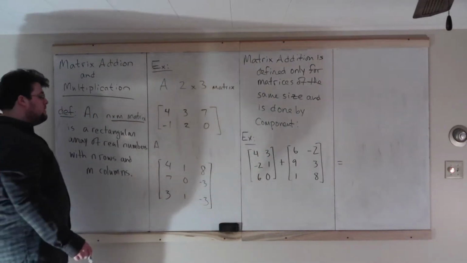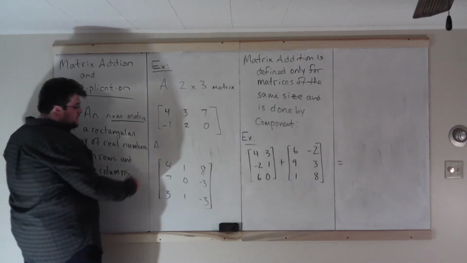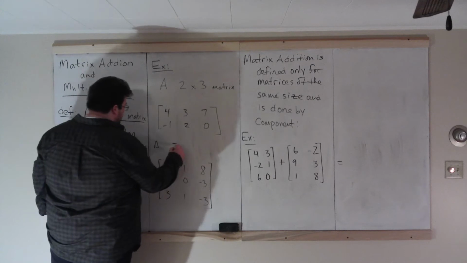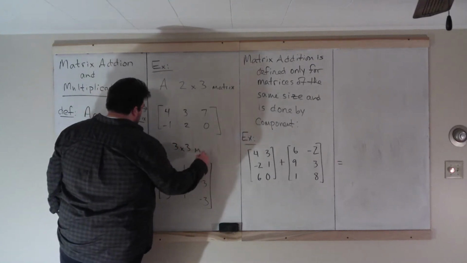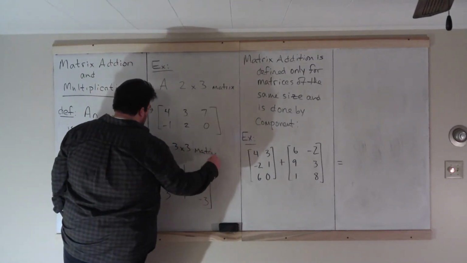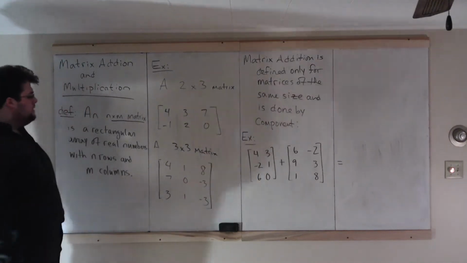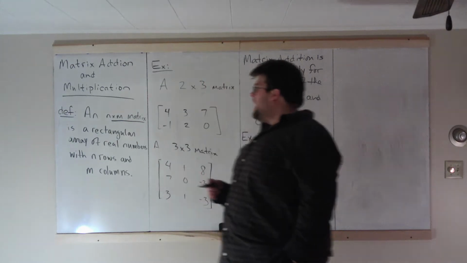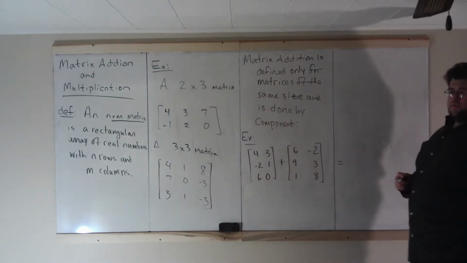Right there, that's a square matrix, because the rows and the columns are both the same number. Here, 3 rows and 3 columns, which makes a 3 by 3 matrix. So we're going to look at addition, subtraction, and multiplication. So let's start with addition.